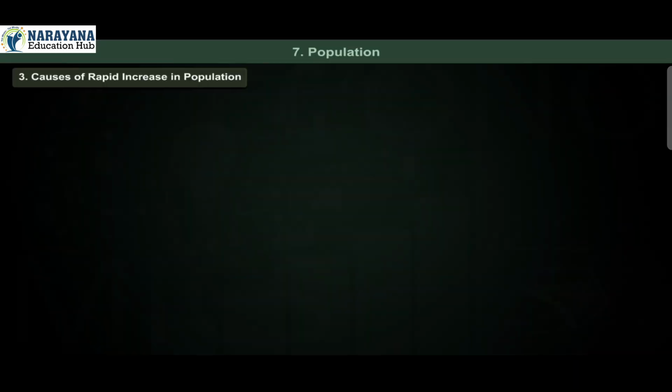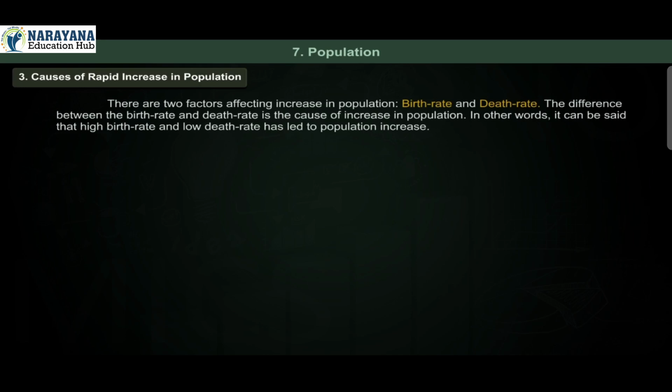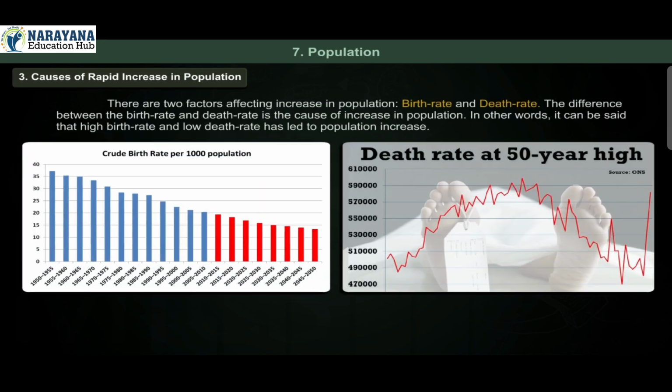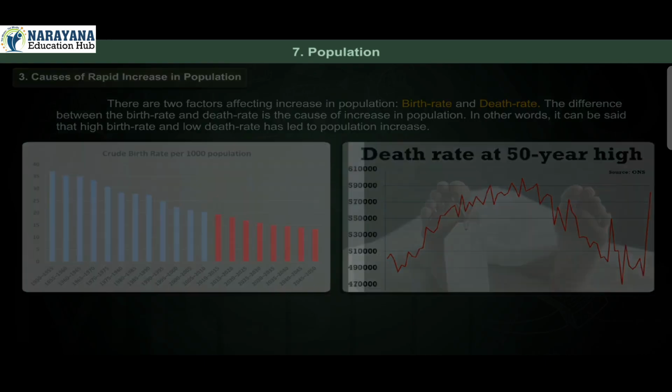Causes of rapid increase in population. There are two factors affecting increase in population: birth rate and death rate. The difference between the birth rate and death rate is the cause of increase in population. In other words, it can be said that high birth rate and low death rate has led to population increase.